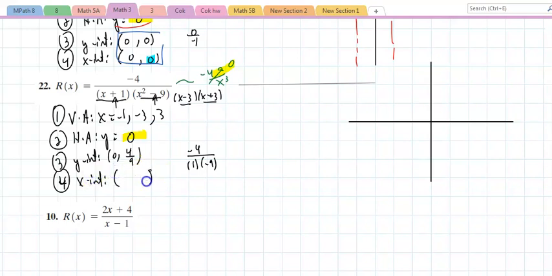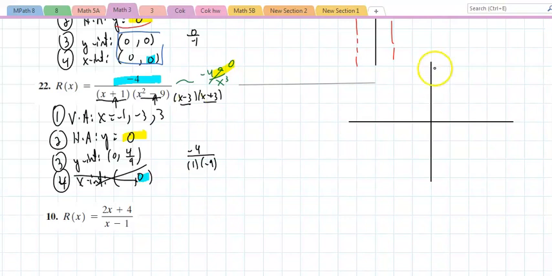Where does the graph cross the x-axis? Set y equal to 0. That is, where does the top equal 0? Do we agree that negative 4 can never equal 0? That means this graph doesn't cross the x-axis.